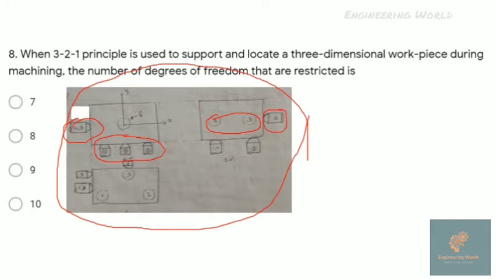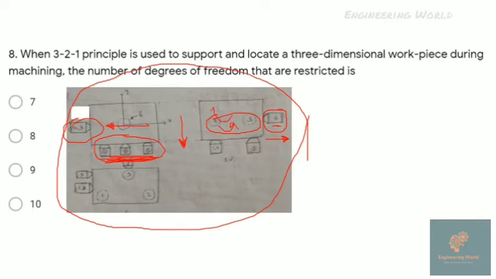Due to these 3 pins, 1 linear motion and 2 rotary motions are restricted. Due to that 1 pin, it restricts 1 linear movement. And due to these 2 pins, 1 linear and 2 rotational movements are restricted.